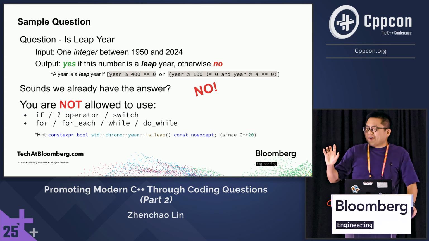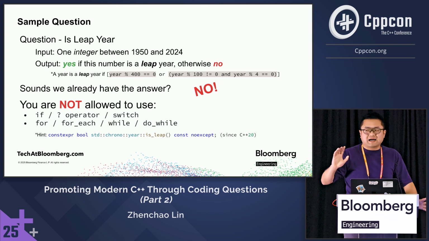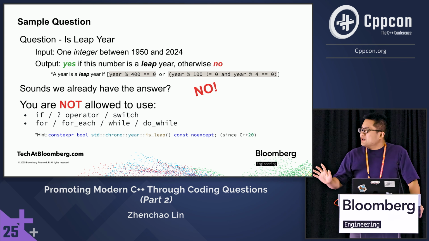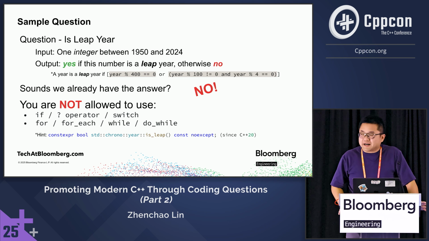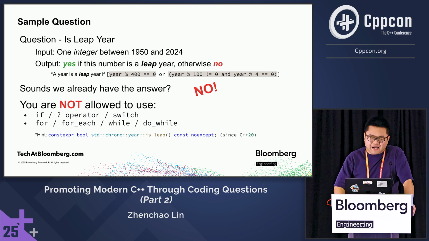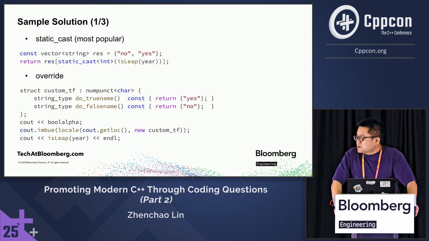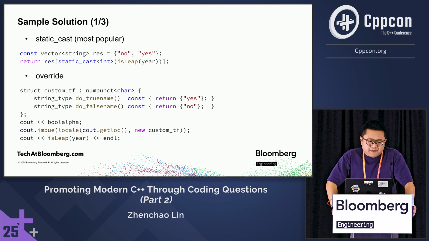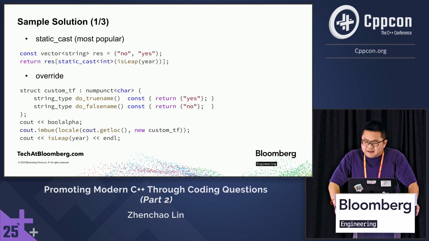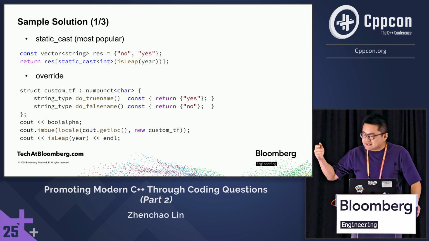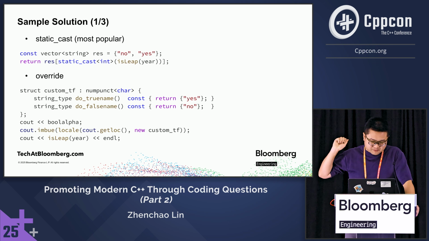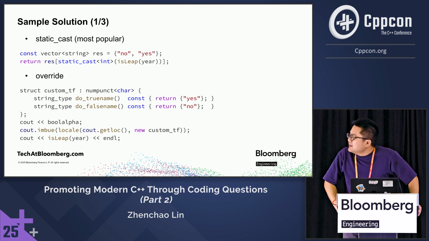Okay, let's think for a while. I really want to have time to sit down and brainstorm with everyone, but I only get 5 minutes, so I have to move to a solution. Some quick solutions: static cast, I believe, is the most popular one, and most people can straightforwardly think of this solution. Our second solution here is override.